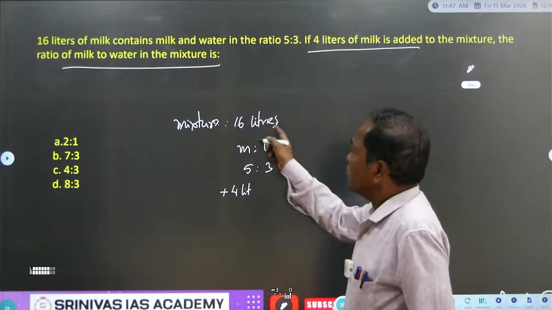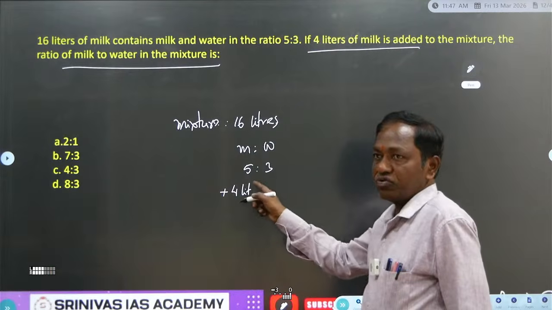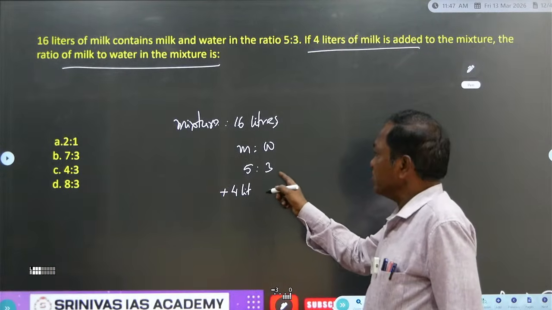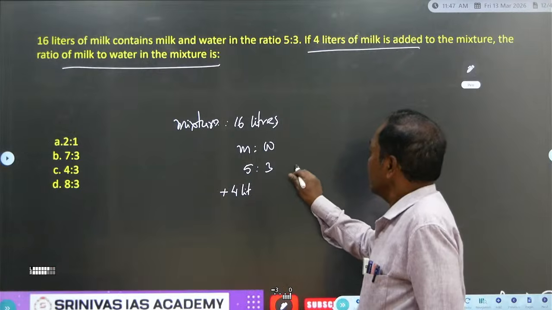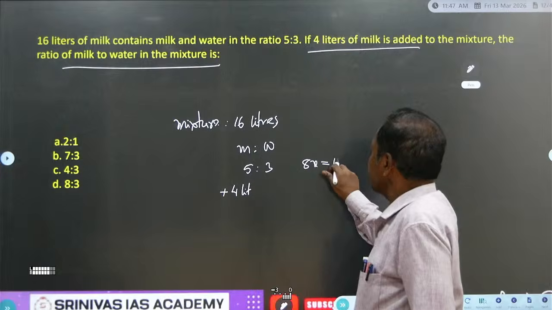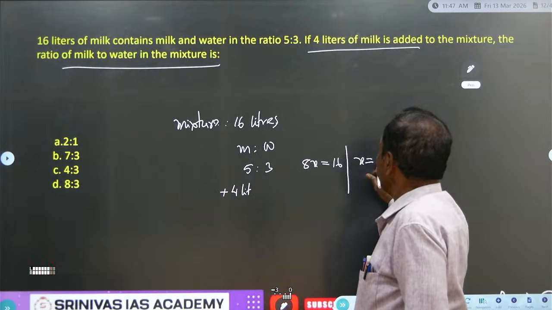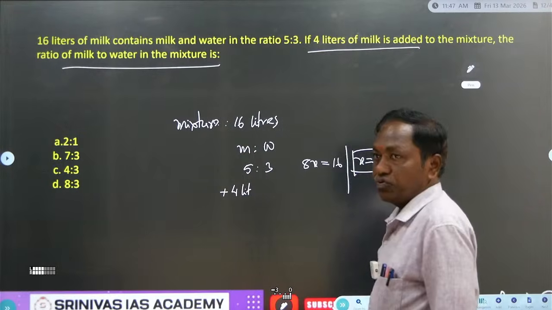Now, what is the total quantity of the mixture? 16 liters. What is the total of the ratios? 5:3, it means 8x. Then you can take 8x equals 16 liters. And then the x value is 2.